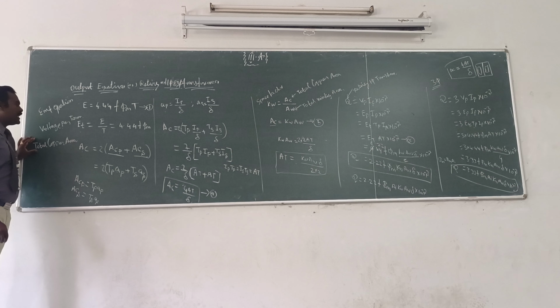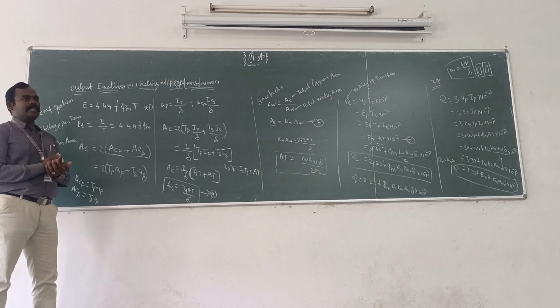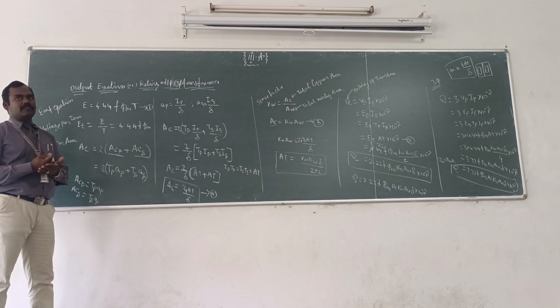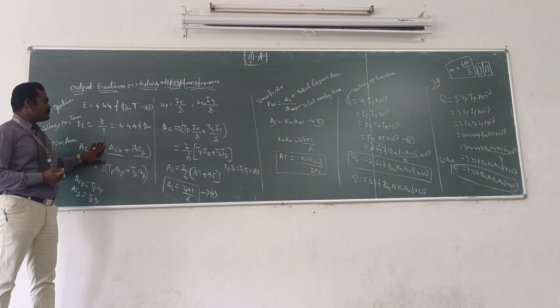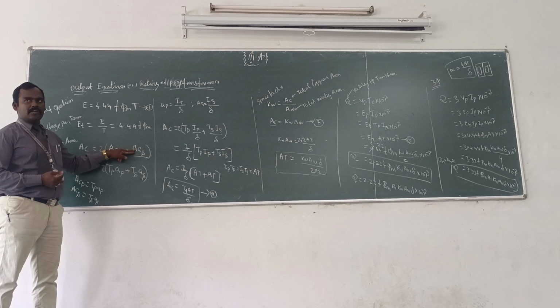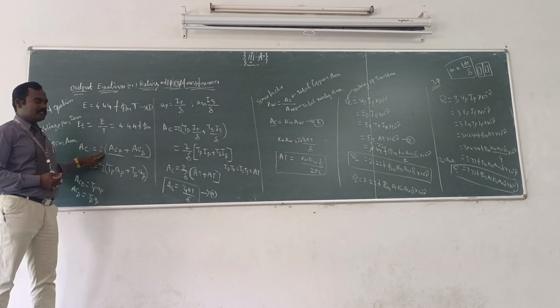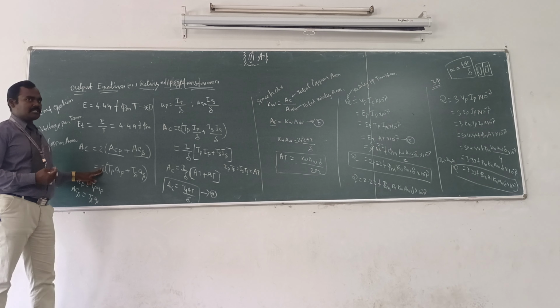Then the total copper area in the winding. So for the total copper area in the winding, you have to consider both the primary winding as well as the secondary winding. For the single phase, you can consider the total copper area in the primary winding and the total copper area in the secondary winding alone. For three phase, you have to multiply it with 2, right? So here, if it is single phase, it may come like that. If you are considering the three phase transformer, you have to multiply it with 2.